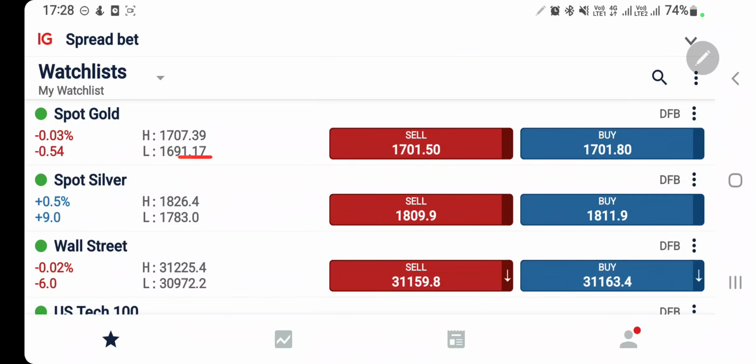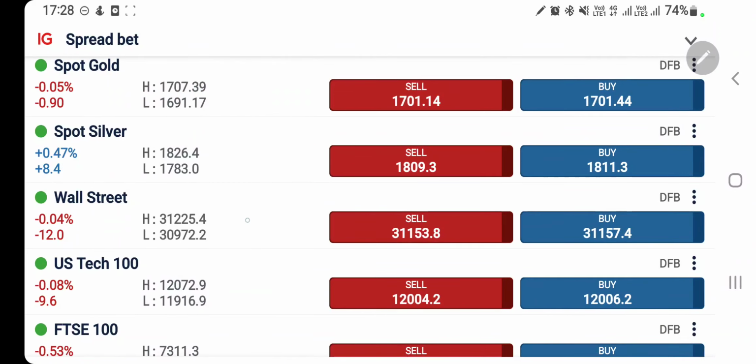In my morning analysis, I told you to watch out for the 1690-92 zone. It can probably bounce back from here, and see, gold has bounced back from precisely the same levels, achieving a high of 1707 levels. I hope you all profited.